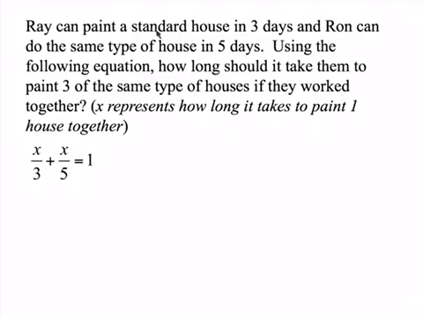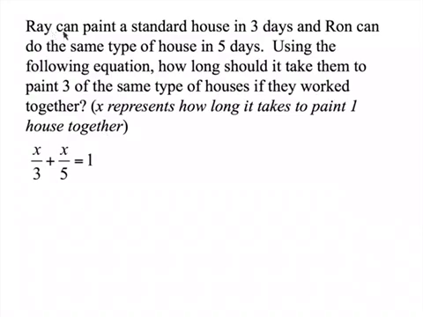Ray can paint a standard house in 3 days. Ron can do the same type of house in 5 days. Using the following equation, how long should it take for them to paint 3 of the same type of houses if they work together? X represents how long it is to paint one house together.